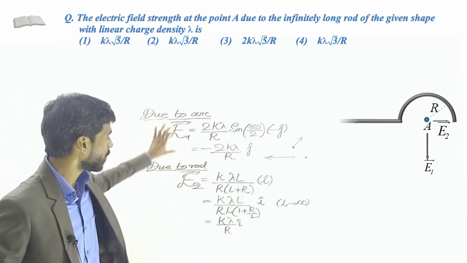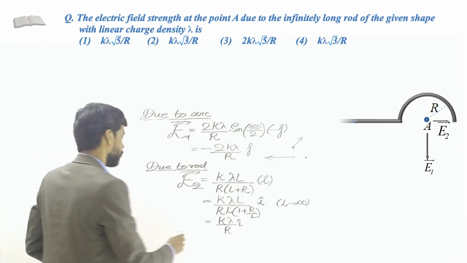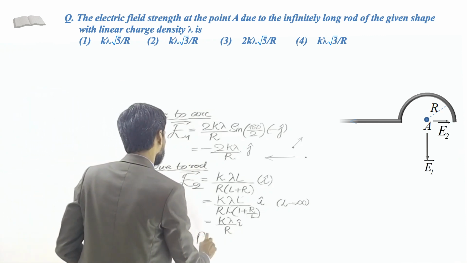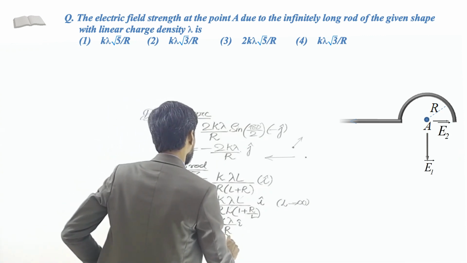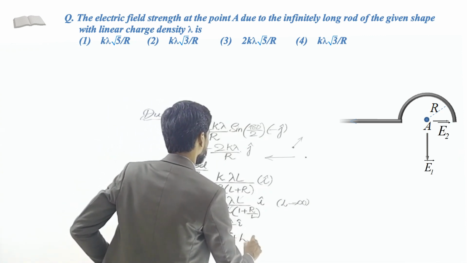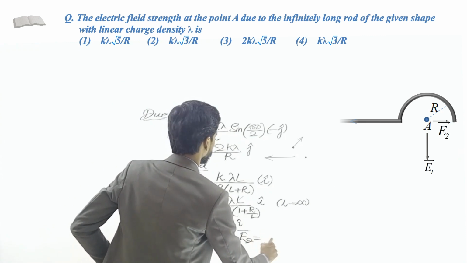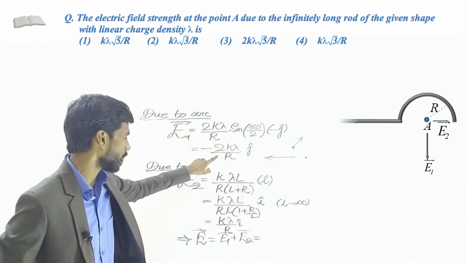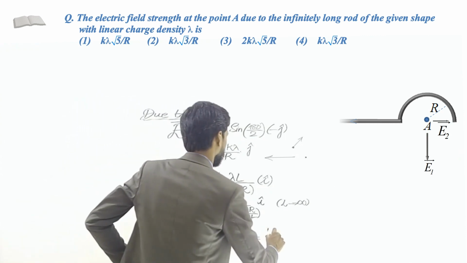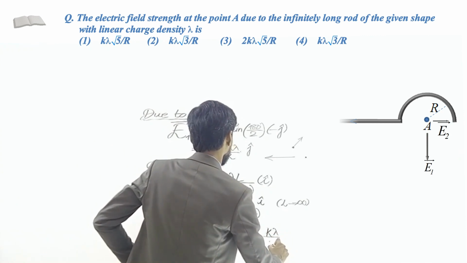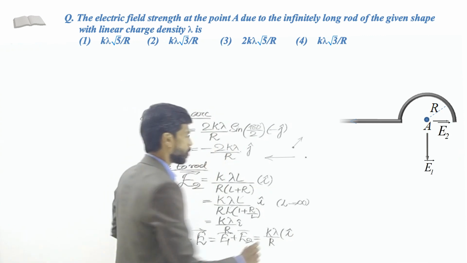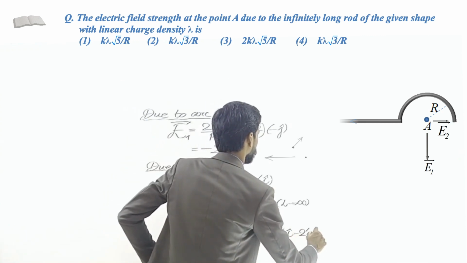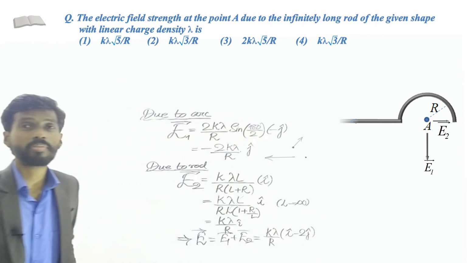So now we have to find the vector sum of these two. So this implies our required electric field E vector equals the sum of these two vectors. So it is E1 vector plus E2 vector. That will give you the value. If you take out the common factor, which is K lambda by R, you'll get I cap minus 2 J cap. So that is the electric field vector.